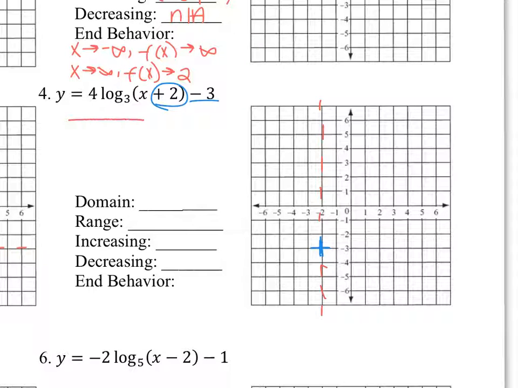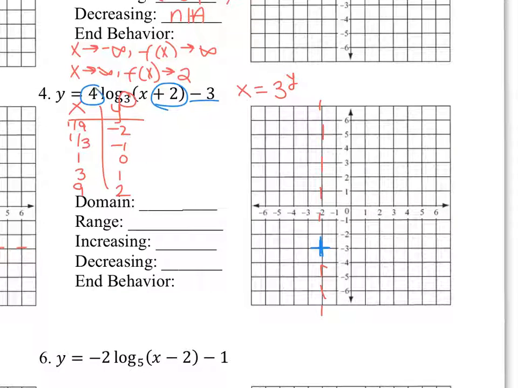And I'm going to make my table. Instead of picking values for x, I'm picking values for y. So negative 2, negative 1, 0, 1, and 2. My base is 3, so this is like saying x equals 3 to the y power. When I plug in 0 for y, x is 1. When I plug in 1 for y, x is 3. When I plug in 2 for y, x is 9. When I plug in negative 1, I get 1/3. And when I plug in negative 2, I get 1/9.